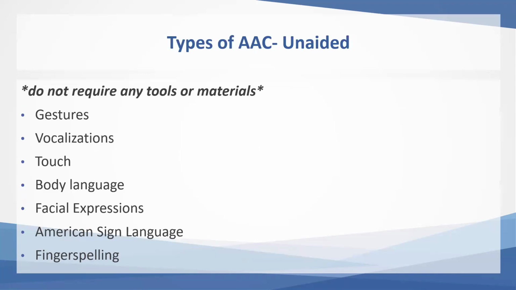So this is where we'll talk about the types of AAC. It's broken into different categories. The first one is the unaided AAC. Unaided is self-explanatory. These do not require any tools or materials. So unaided AAC can be any of your gestures, your facial expressions, even American Sign Language. So this is not using any form of tactile, any aid, no technology whatsoever.